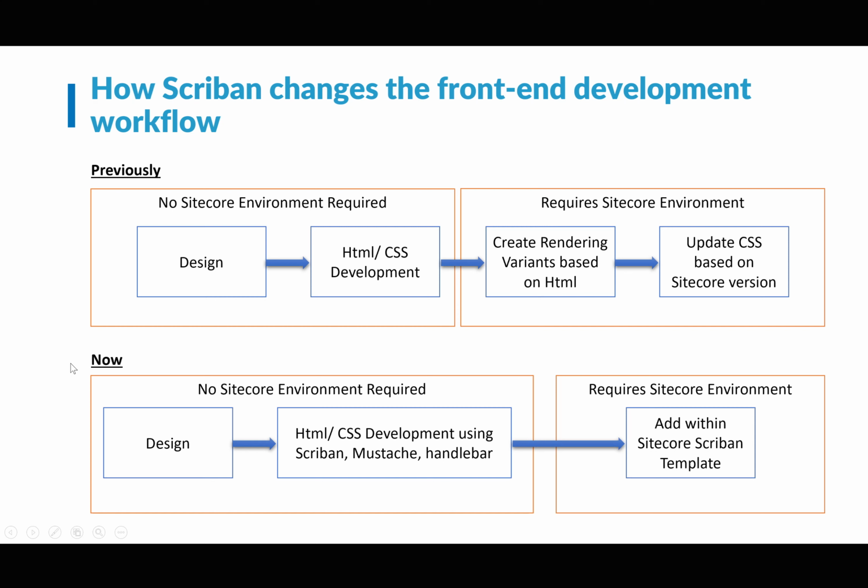So now the workflow with Scriban is creating the graphics design, then doing the HTML and CSS development using either Scriban, Mustache, Handlebars, or the preferred templating language that your team uses, with just a few rules, like having the data model called i_item. Once they do that, it really becomes so easy to integrate. We just add that Scriban template within Sitecore, and that's pretty much it.